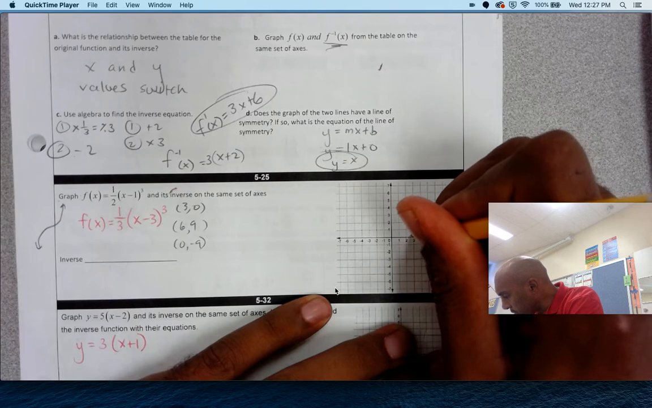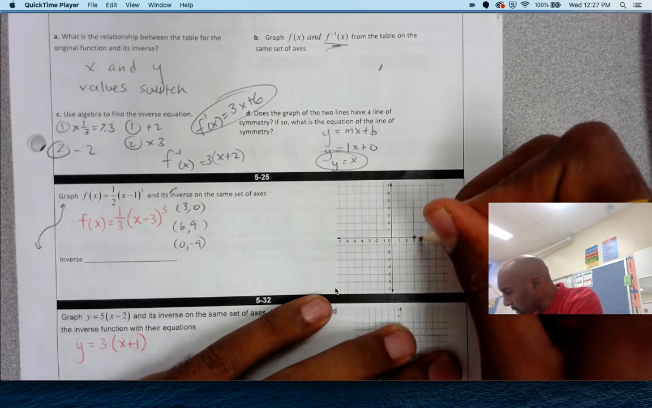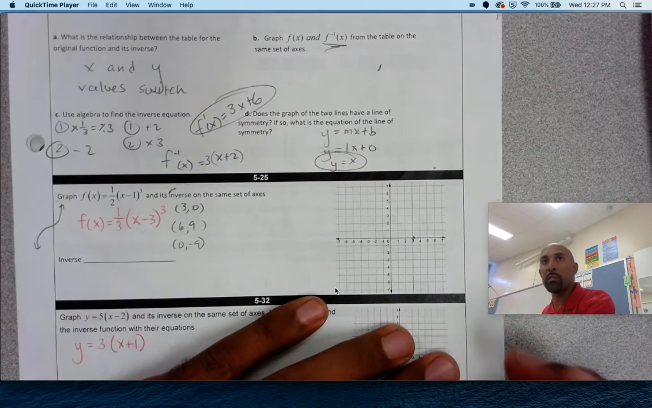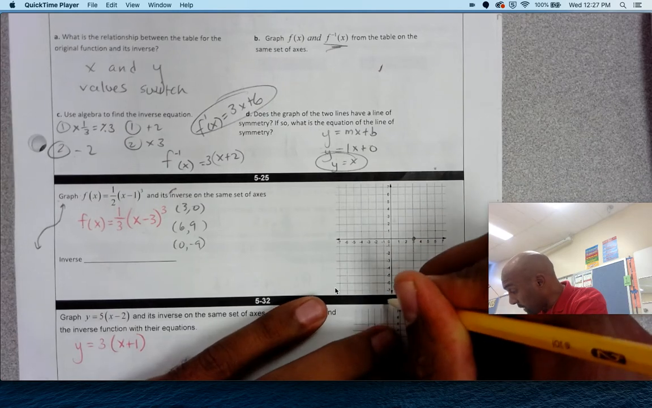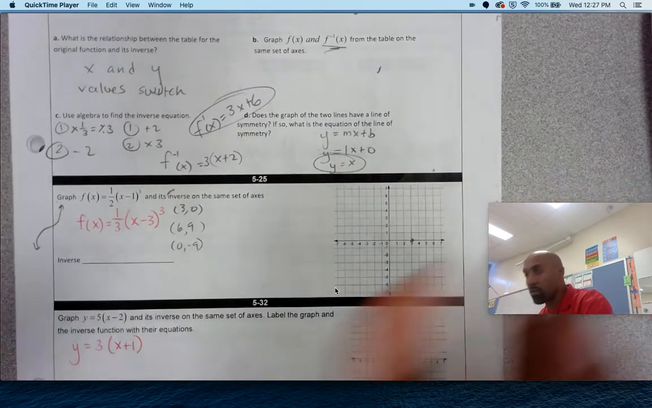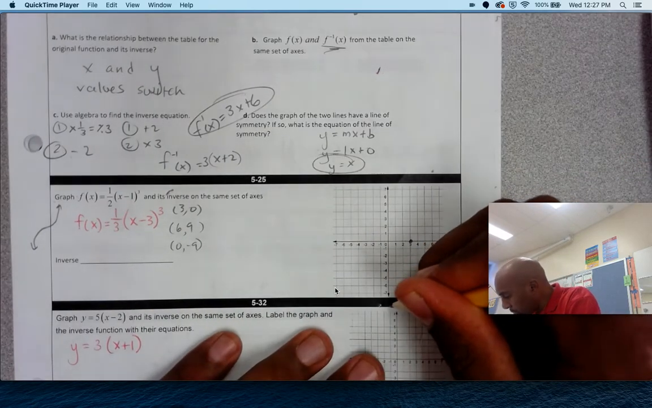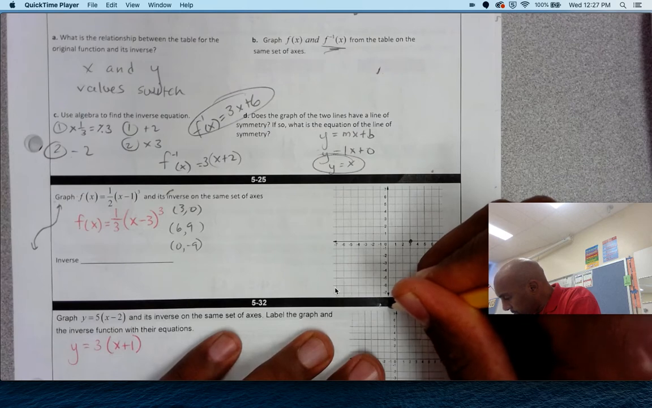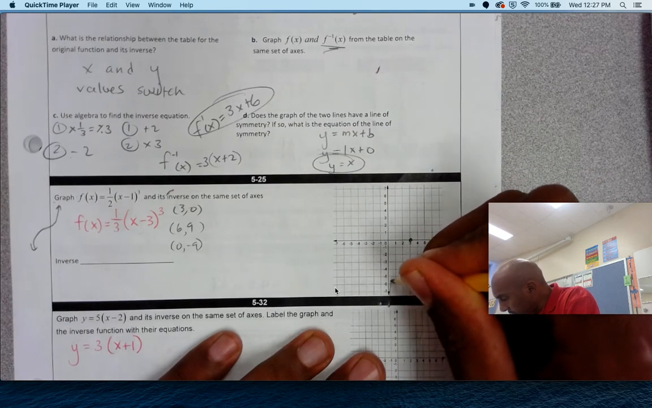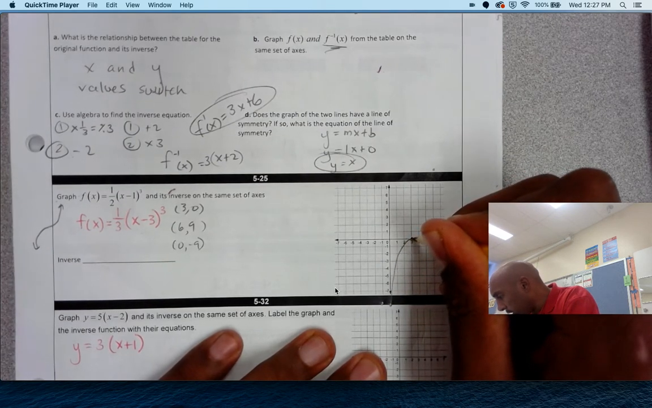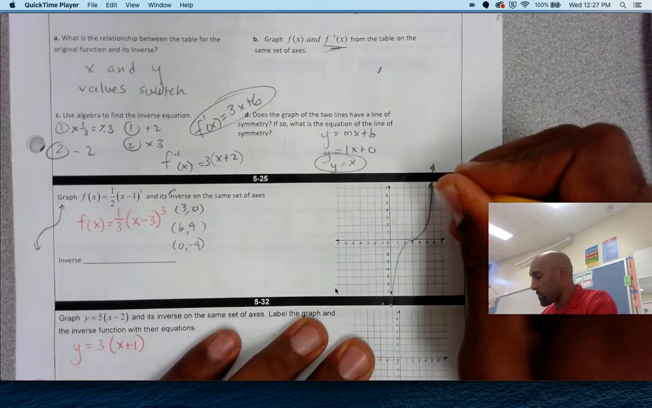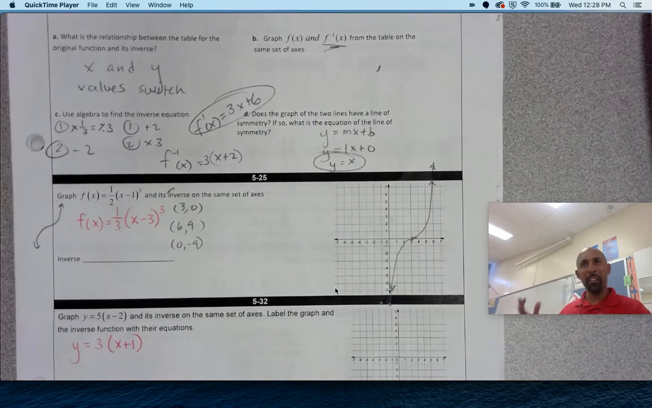So we got 3, 0, that's the locator point. 6, 9 is going to be way up here. I'm just going to put a reference point, even though it's not on the graph. And then 0, negative 9 is way down here. Again, I'm just going to put a reference point so I know how to graph this. So do your best to sketch this out. Sorry, 0, negative 9 is actually right here, not over there. So it's going to come up, level out, and then start going back up again, and eventually it'll get up there. Something like that, all right?